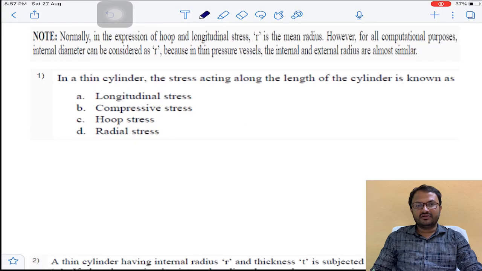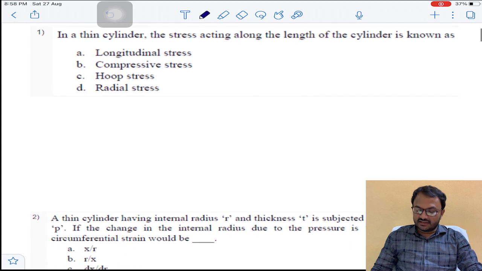Today I am going to solve the fifth assignment of Strength of Materials. So here he has given a note information. Normally in the expression of hoop stress and longitudinal stress, R is the mean radius. However, for all computational purposes, internal diameter can be considered as R, because in thin pressure vessels, the internal and external diameter are almost similar.